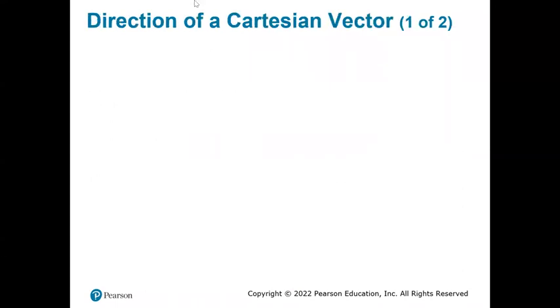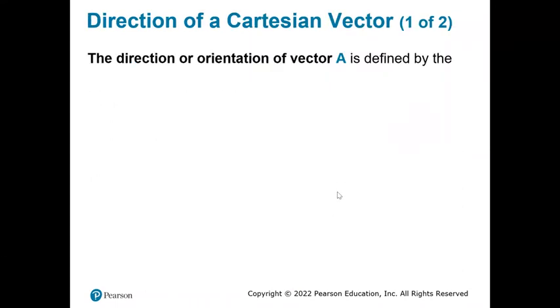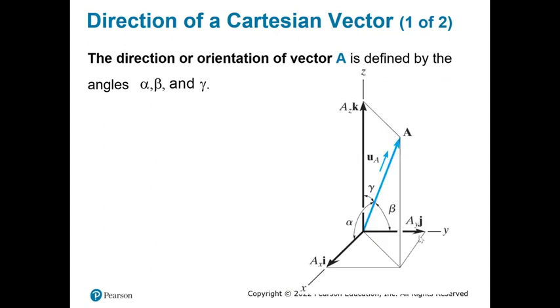Okay. So the direction of a Cartesian vector. The direction or the orientation of the vector, how do we define it? By the angles alpha, beta, gamma. So how are we going to see what alpha, beta, gamma are? Let's see. This is my vector A that I was looking at, with its components AX, AY, AZ, and that's my unit vector in the direction of A. So what are my alpha, beta, and gamma?